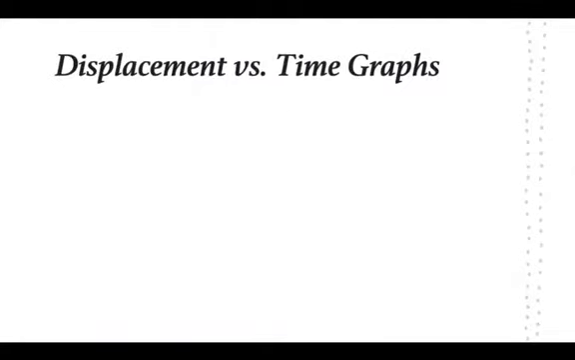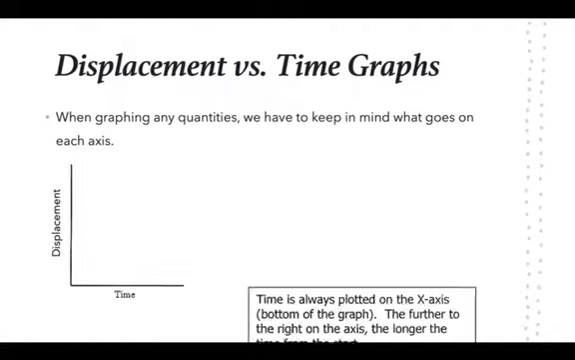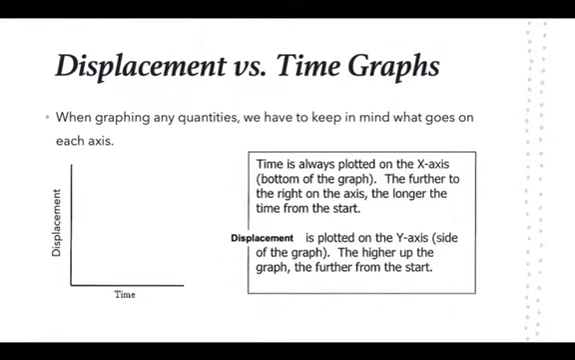The first type of graph that we're going to look at is the displacement versus time graph. Sometimes these graphs are also referred to as distance versus time, but we have to be very careful of what goes on each axis. Because remember, there is a difference between displacement and distance. Displacement can be positive and negative, while distance is always positive. So when making the graphs of these quantities, we have to be very careful of what we put on each axis. For the most part, we will put time on the x-axis and displacement on the y-axis.